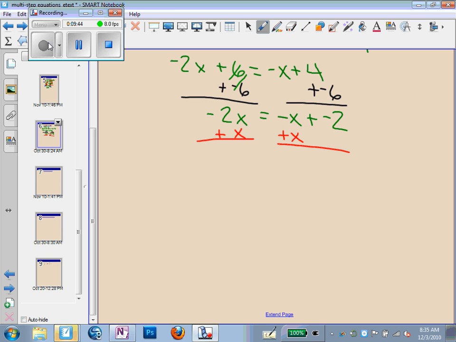Once we simplify, we end up with negative x, or negative 1x, however you want to think about it, equals... The negative x and the x cancel to equal 0. So negative x equals negative 2. We're going to multiply by negative 1 on both sides, because that's the reciprocal of negative 1, which we have: negative x, which means negative 1x. So you're going to multiply by negative 1 on both sides, and that gives us a positive x equaling 2.